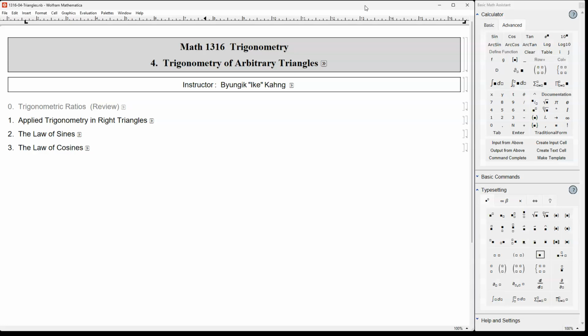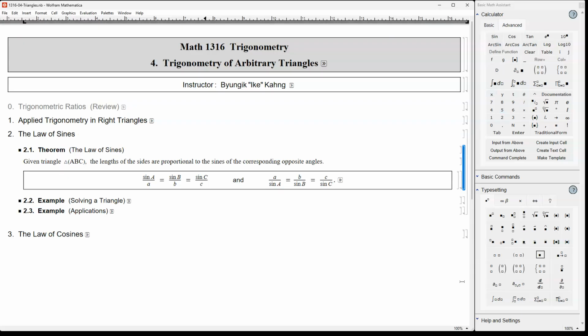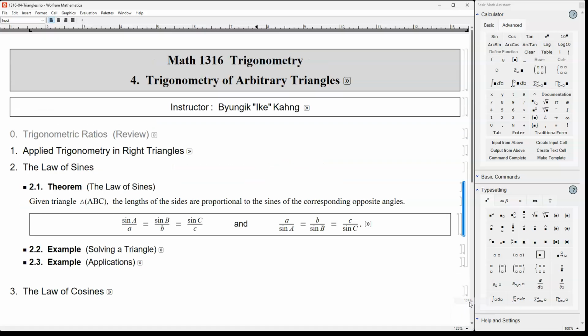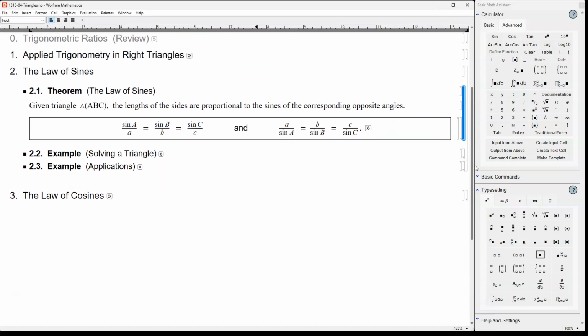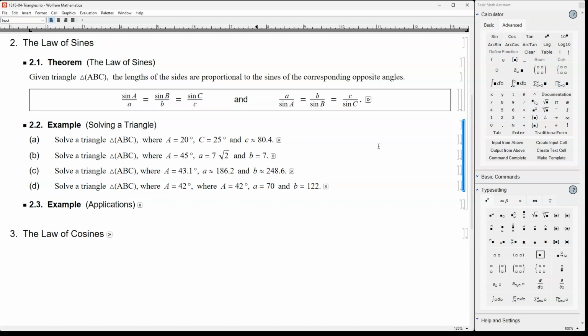Hello students, welcome back. Let us resume our discussion in section 2. We are studying the law of sines. We didn't prove it yet. We are going to postpone it as much as possible. Instead, we went through some application problems.